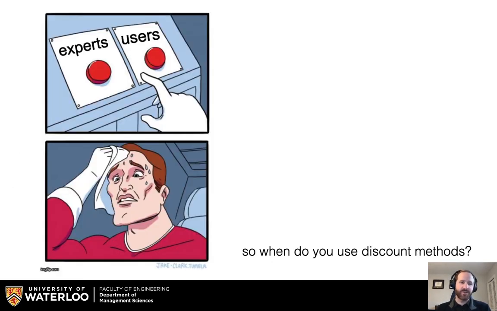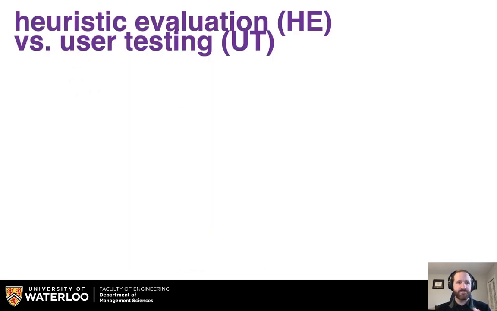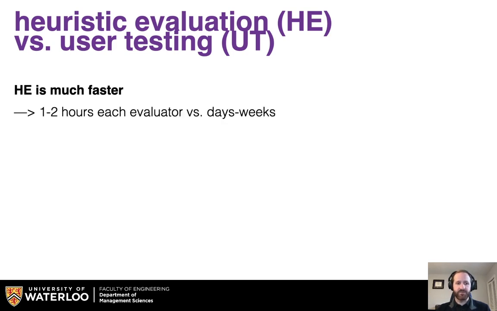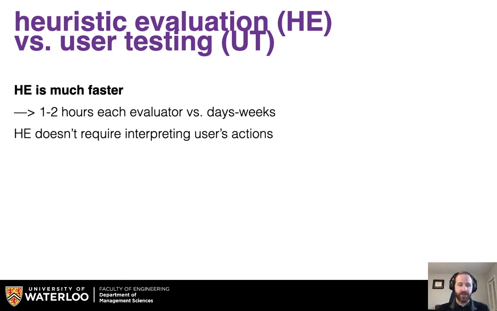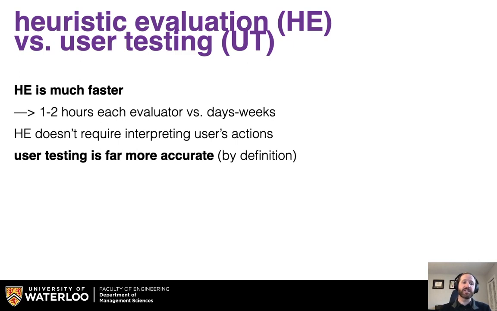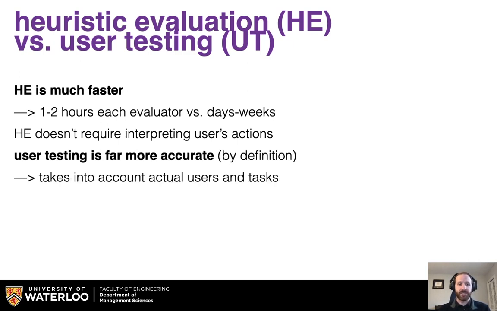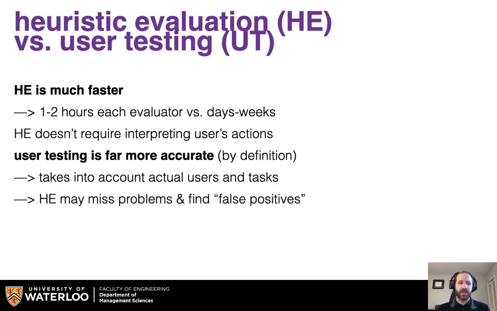So you've got a choice between experts and users. When do you use discount methods? Let's compare heuristic evaluation to user testing. Heuristic evaluation is much faster. It's 1 to 2 hours for each evaluator plus, versus days or weeks to recruit people to come in for a usability test. It doesn't require interpreting a user's actions, right? You can have experts explain the reasoning why they want to fix everything. But user testing is far more accurate by definition. It takes into account actual users and tasks, whereas heuristic evaluation may miss problems and find false positives.